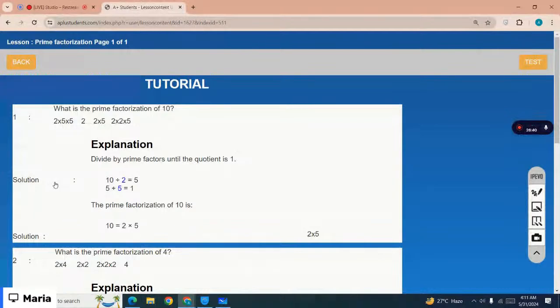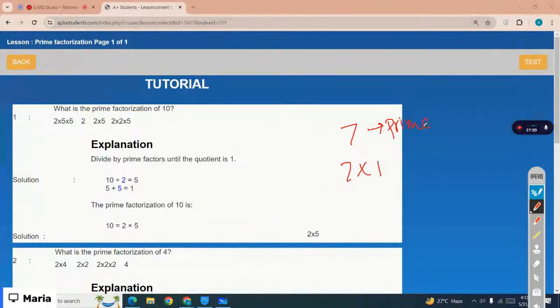Prime numbers are the numbers that have only two factors. For example, you have 7. Which two numbers when multiplied make 7? 7 times 1. Do you have any other two numbers that when multiplied make 7? We don't have any other two numbers. So 7 is a prime number, because 7 has only two factors.